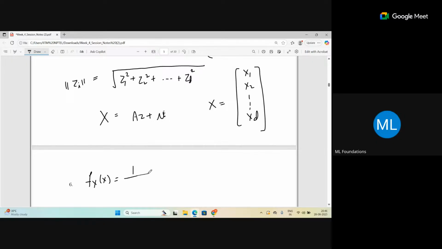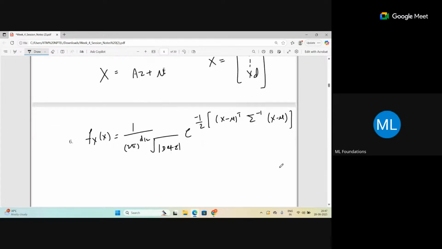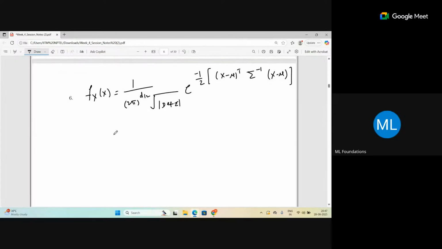And that is nothing but 1 upon (2 pi)^(d/2) times the square root of the determinant of sigma, then e to the power of... So don't worry about this. You will not encounter this kind of very difficult thing. If you don't understand it, that is fine. You don't need to remember all of this. You will not encounter this anywhere in the question paper. But I'm just writing it down to give a sense of it. This looks very difficult, but it is not difficult as such.